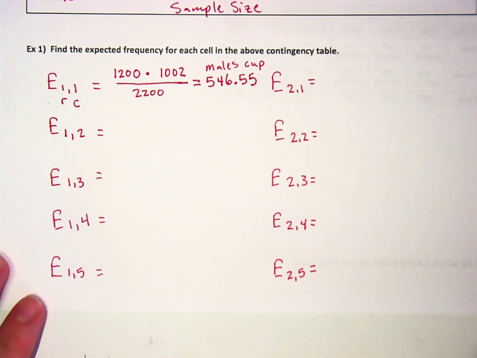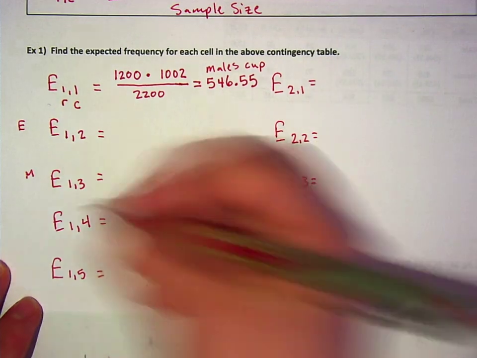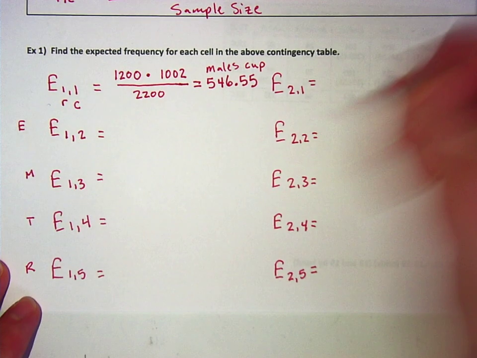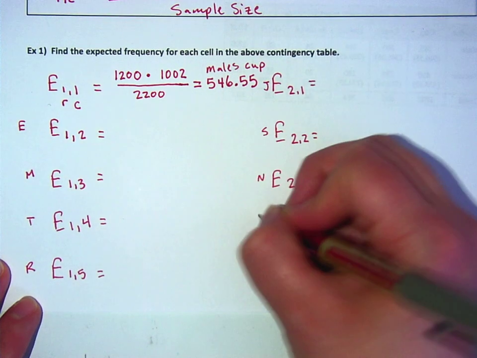So let's split up the work now and get this done. Emma, you want to do this one? Mason, you got that one. Thomas, Rihanna, Jesselyn, Sierra, Natalie, Brennan, and Caitlin.